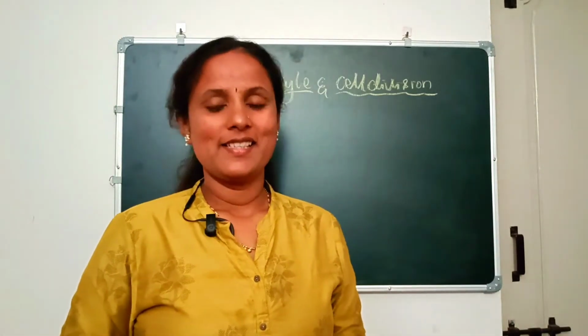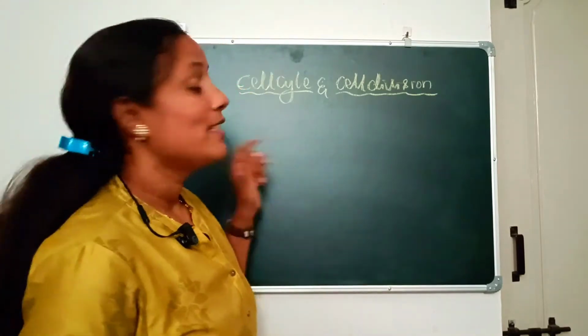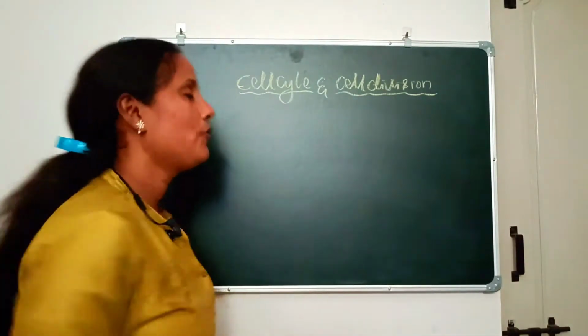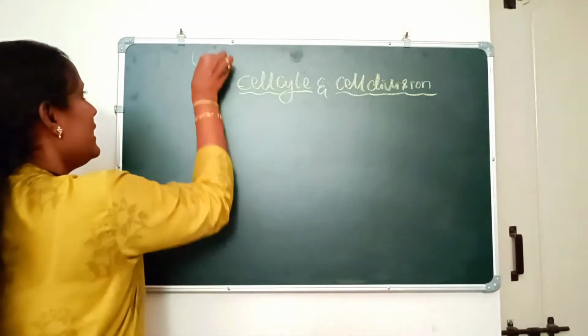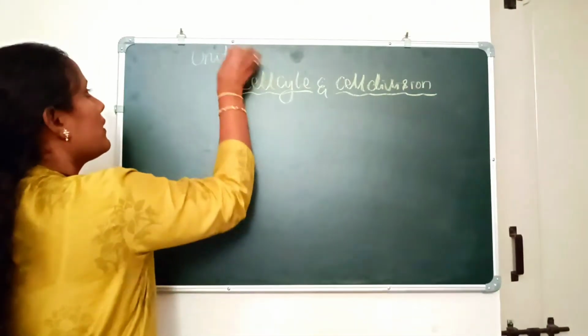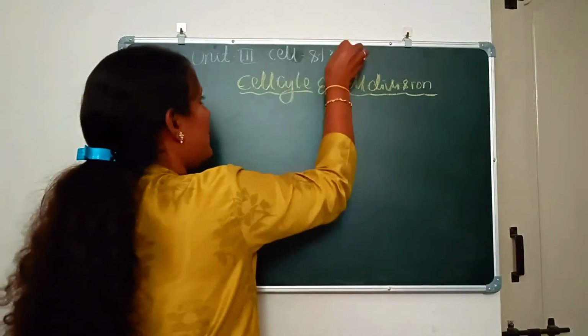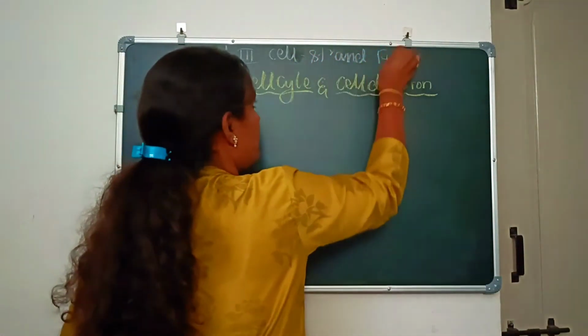In this class, let us discuss the chapter Cell Cycle and Cell Division of Unit 3, Cell Structure and Function.